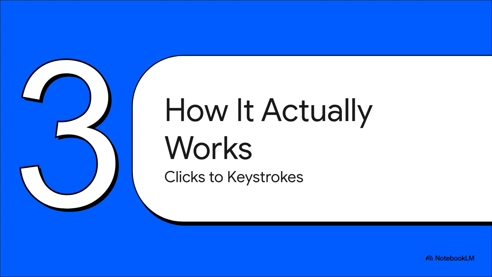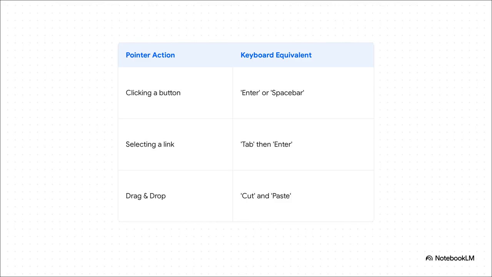Okay, so we've got the rule down, but how does it actually work in the real world? Let's break down how you translate all those mouse actions, from a simple click to a complicated drag and drop, into simple keystrokes. It's really all about creating equivalence. For everything you can do with a mouse, there has to be a way to do it with a keyboard. So clicking a button, that becomes pressing enter or the spacebar. Hopping from one link to the next, that's what the tab key is for. And yeah, even something that seems complex, like dragging and dropping a file, has a keyboard alternative. You just use cut and paste commands.